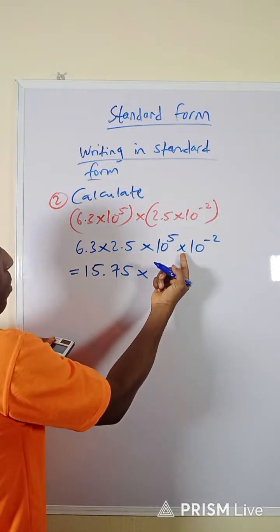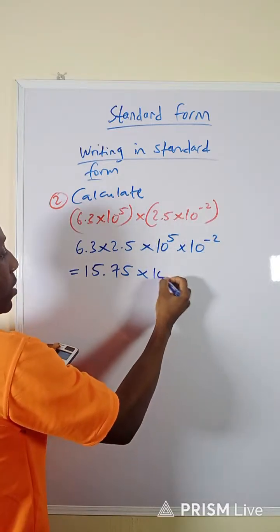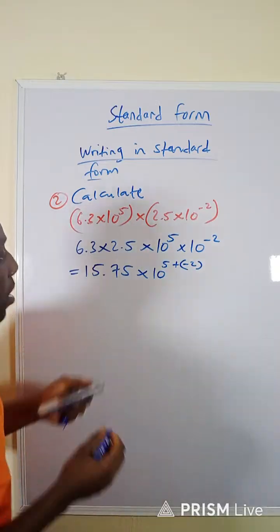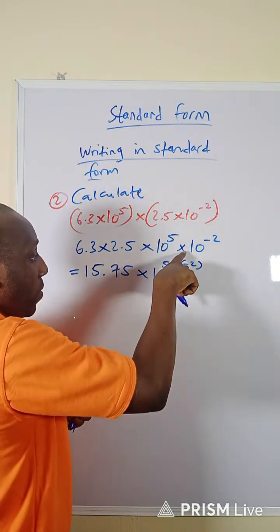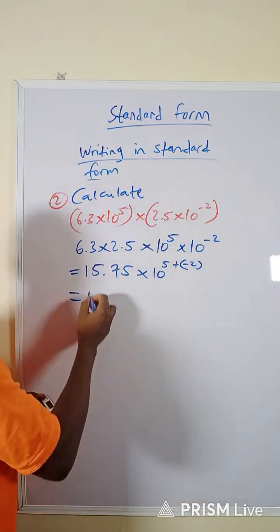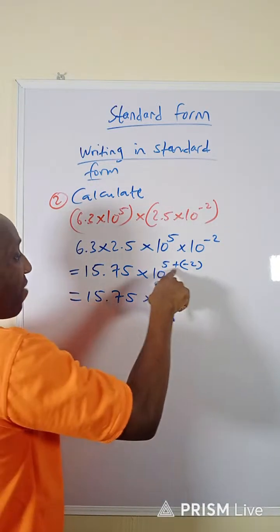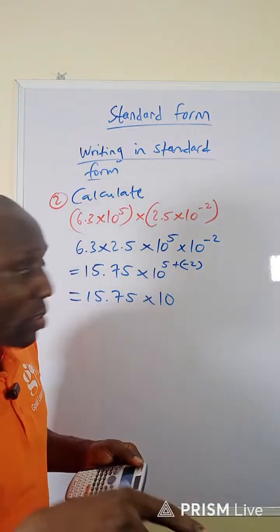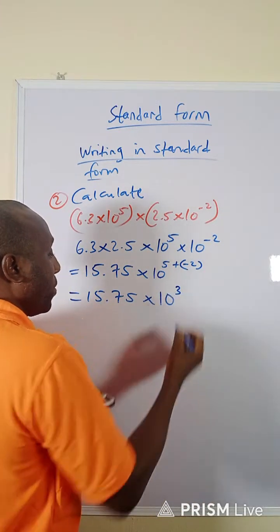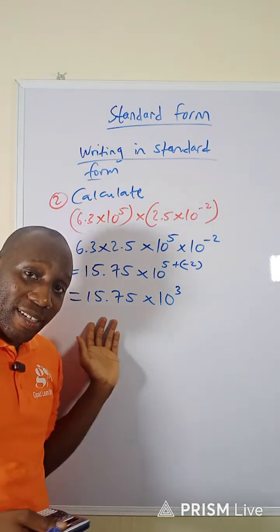Let's use the laws of indices. We are multiplying the same base, so you add the exponents. This will be 5 plus minus 2. The plus is because of the times, then minus 2 is from this negative 2. So this will be 15.75 times 10 raised to the power, what? 5 plus minus is minus, so 5 minus 2 is 3.